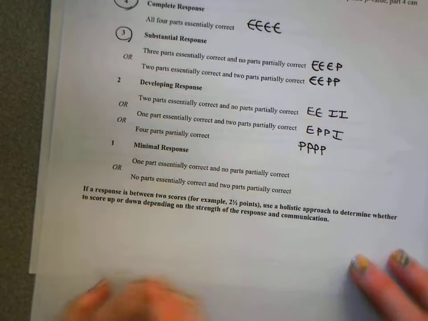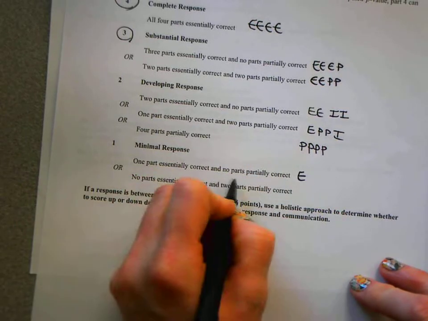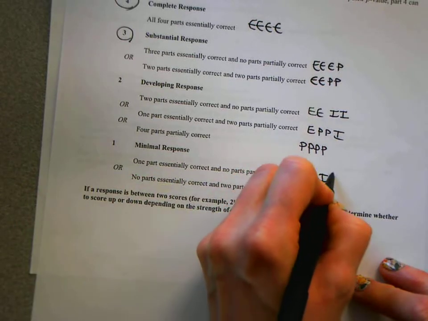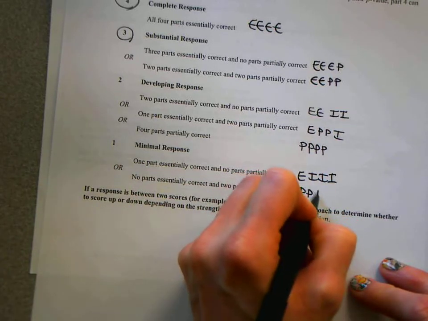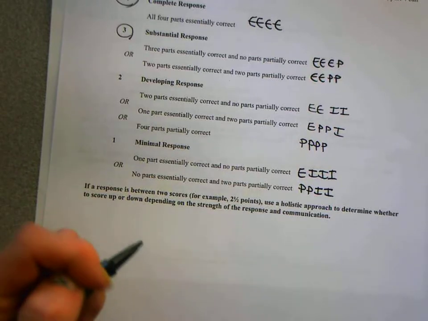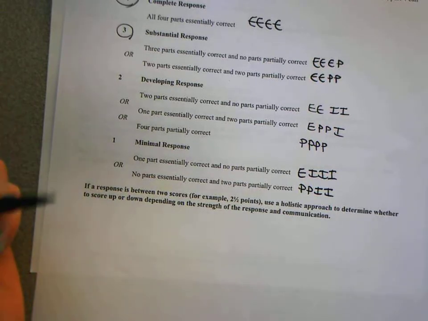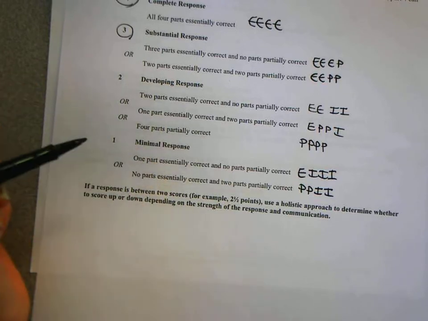Finally, a 1 would be 1 E and no partials at all, again in any order. Or 2 partials and no E's at all, again in any order, would give you a 1. Anything less than that, like just 1 P, is really less than that, you would get a 0, or all I's. If you ever total up, oh no, we don't need to worry about that one.